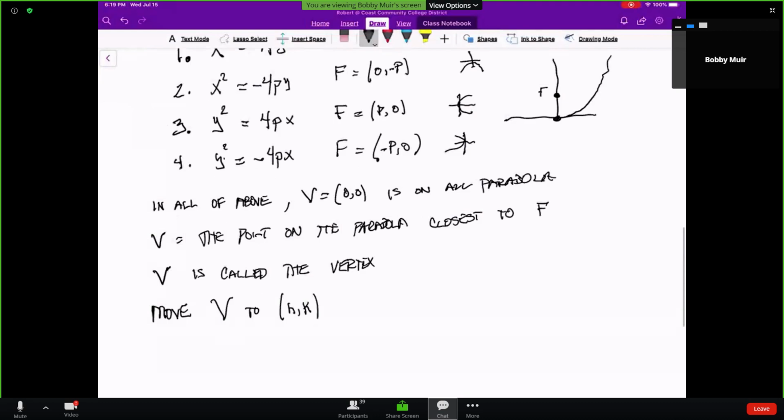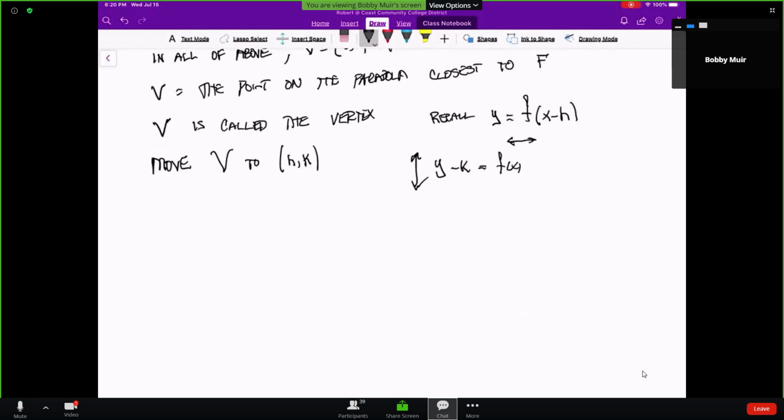Okay, now I'm asking a few of you to go back to pre-calc with me. But do you remember that if you were to graph y equals f of (x minus h), this is a sideways shift of the graph? And if you subtract k from the y, it is an up and down shift. Okay, so for all of those 4 above equations, we'll just do that.